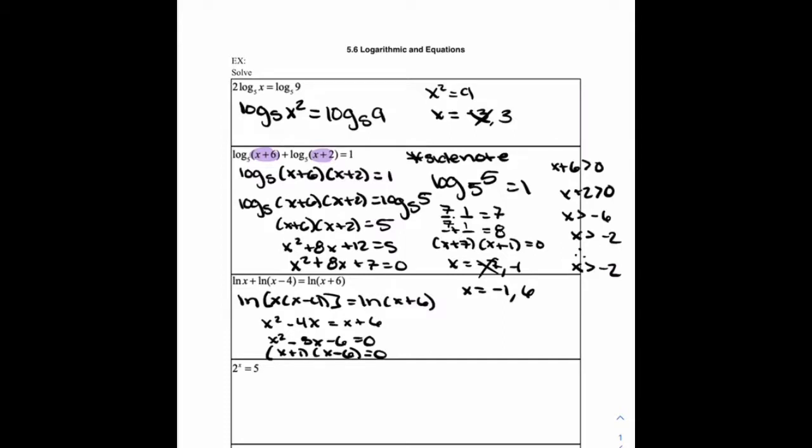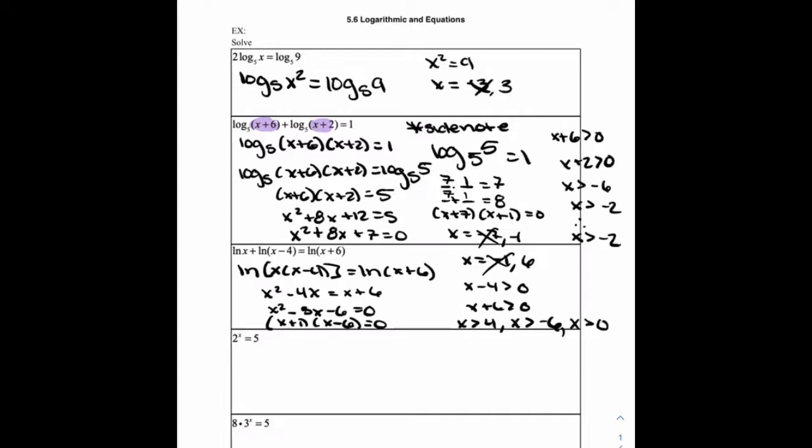Now let's go check those parentheses. So we have the x minus 4 is greater than 0, and x plus 6 is greater than 0. That means x is greater than 4, x is greater than negative 6. And don't forget the x here, where x is greater than 0. And then since our highest was x is greater than 4, we can exclude the negative 1 in our answer.